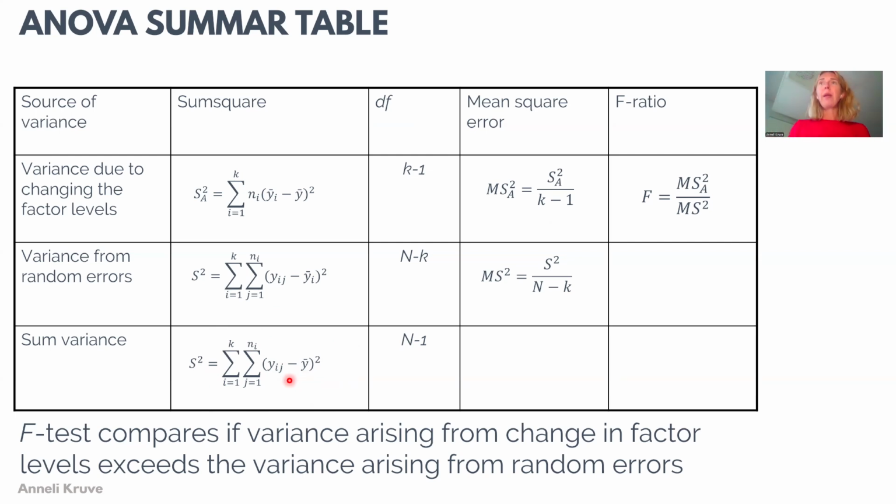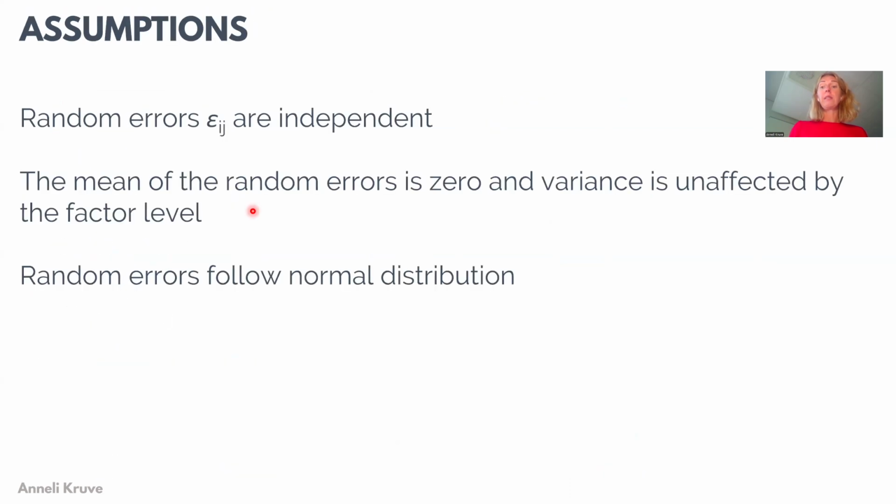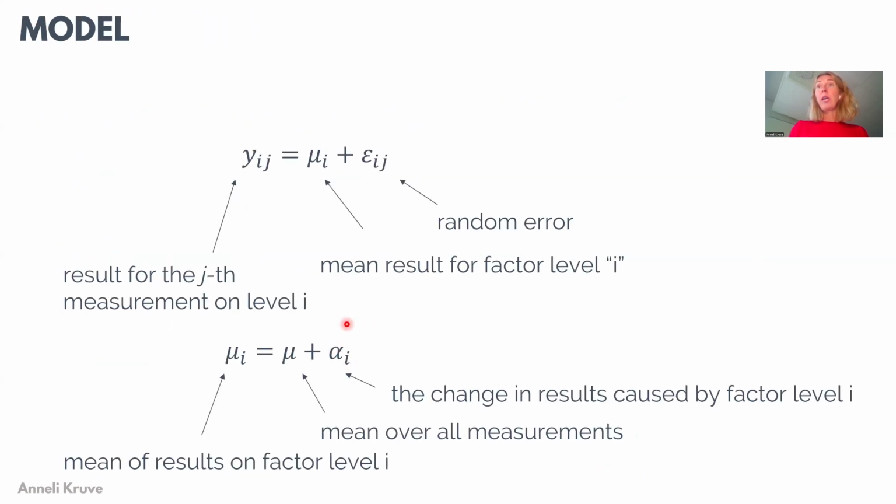But we divide this up into the alpha term, so the impact of the change in the factor level, which is here up in the first row. Basically we have the point estimate for the sample mean on each of the factor levels, indicated by the subscript i, and the point estimate across all. So this difference here gives us the alpha i. It gives us the impact or the change in the result caused by this specific factor level i.